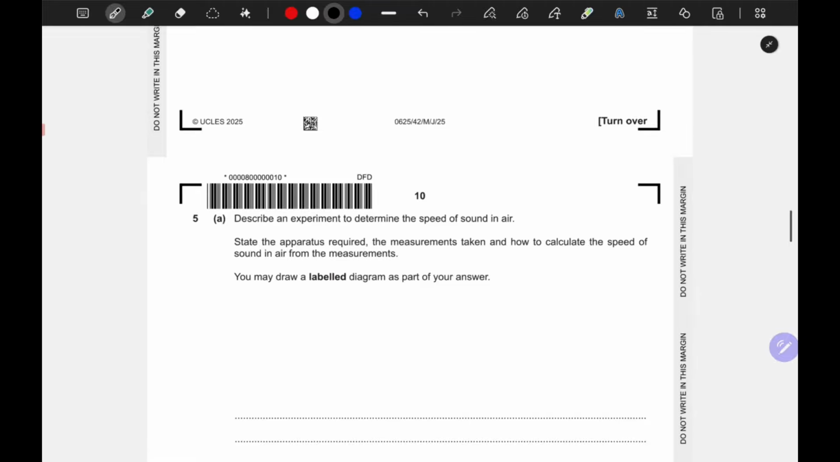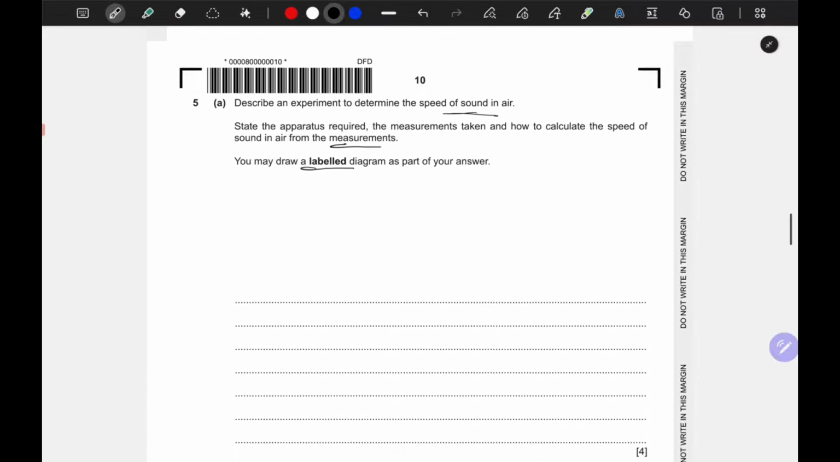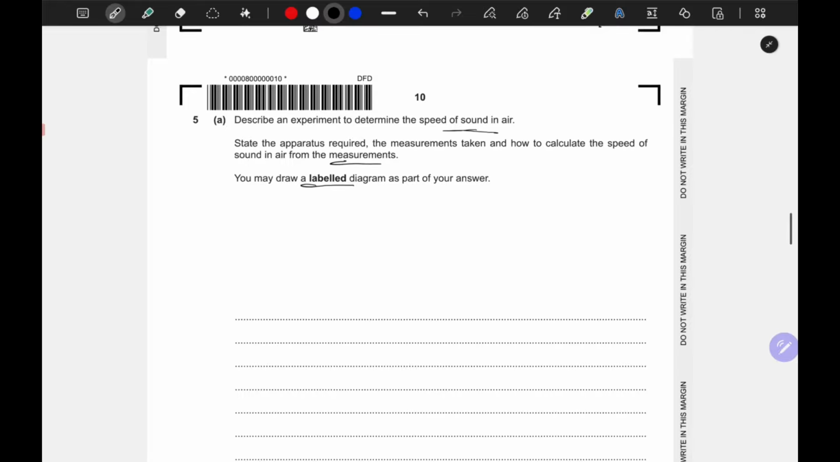Question 5a. Describe an experiment to determine the speed of sound in air. State the apparatus required, the measurements taken, and how to calculate the speed of sound in air from the measurements. You may draw a labeled diagram as part of your answer. 4 marks.